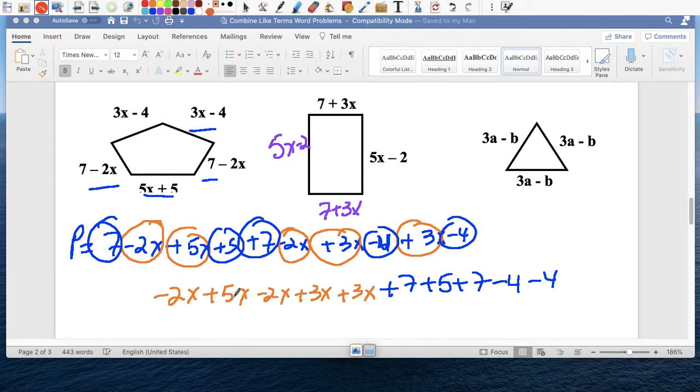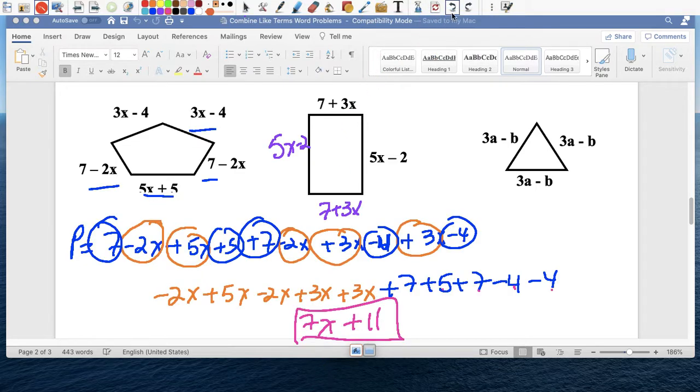So negative 2 and 5 is 3. 3 and negative 2 is 1. 1 plus 3 is 4. 4 plus 3 is 7. So I get 7x. 7 and 5 is 12. 12 and 7 is 19. 19 minus 4 is 15. And 15 minus 4 is 11. Positive 11. So that's the answer.